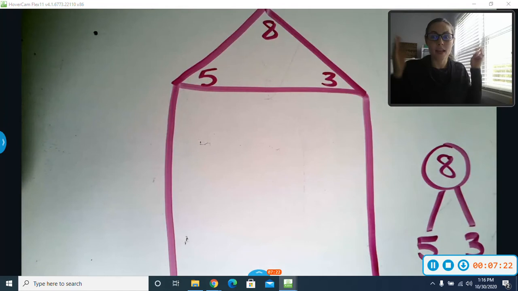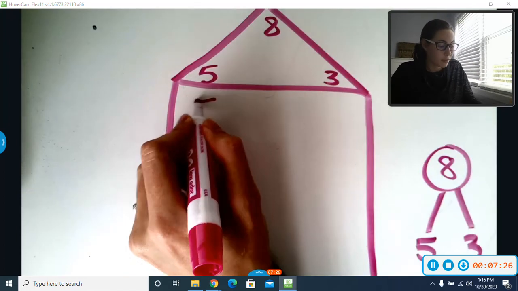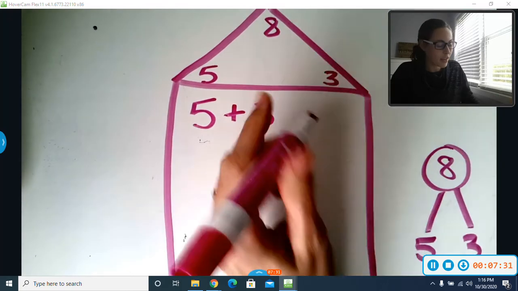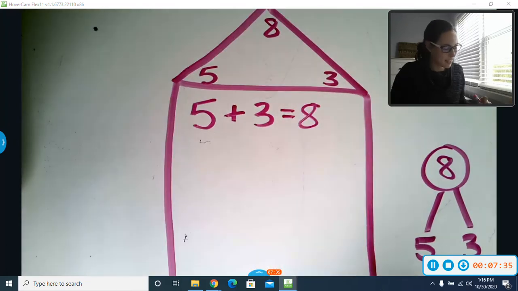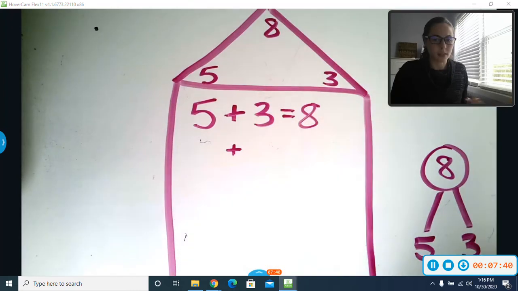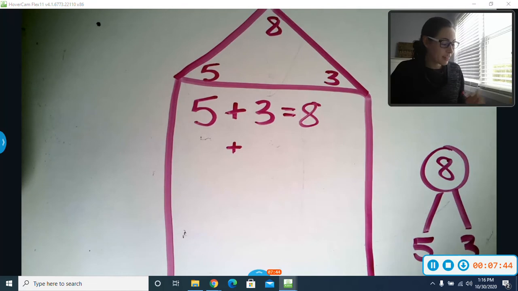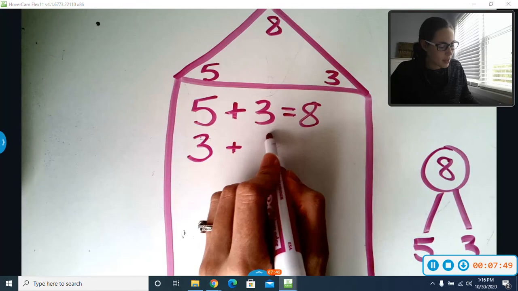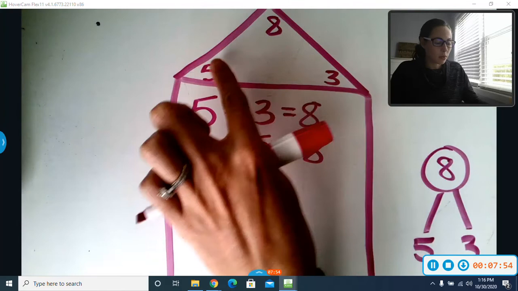All right, now you just already did one of our number sentences. I asked you, if you put 5 and 3 together, 5 plus 3, what does that give us? You told me 8. Sweet. Okay, now we need another adding number sentence. What are we going to do? We're going to flip those parts. I'm going to start with 3 first, this time, plus 5. That also equals 8.